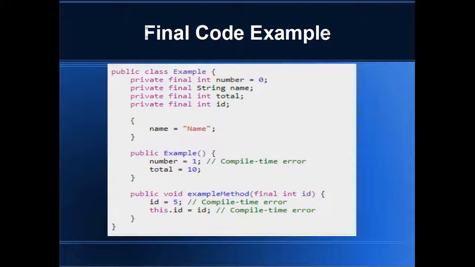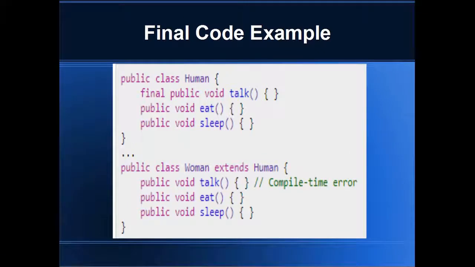So, as you see here, final public talk, and it's extended, and the person here is trying to create another method with the signature public void talk in Woman, extended by Human, and it gives a compile error. You cannot override the method once it's final. It's done. All right, guys.